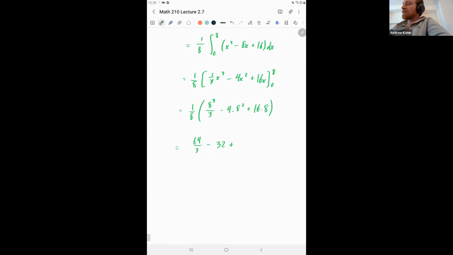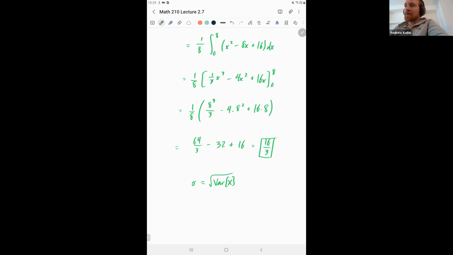And 16 times 8, 8 cancels with one of the 8s, so we just get 16. So 64 minus 16, 64 thirds minus 16. If we get a common denominator, that's going to give us, I believe, 16 thirds. So this is the variance of the continuous random variable x, that uniform random variable x on the interval from 0 to 8. From here, you can also practice by computing the standard deviation, which is the square root of the variance.